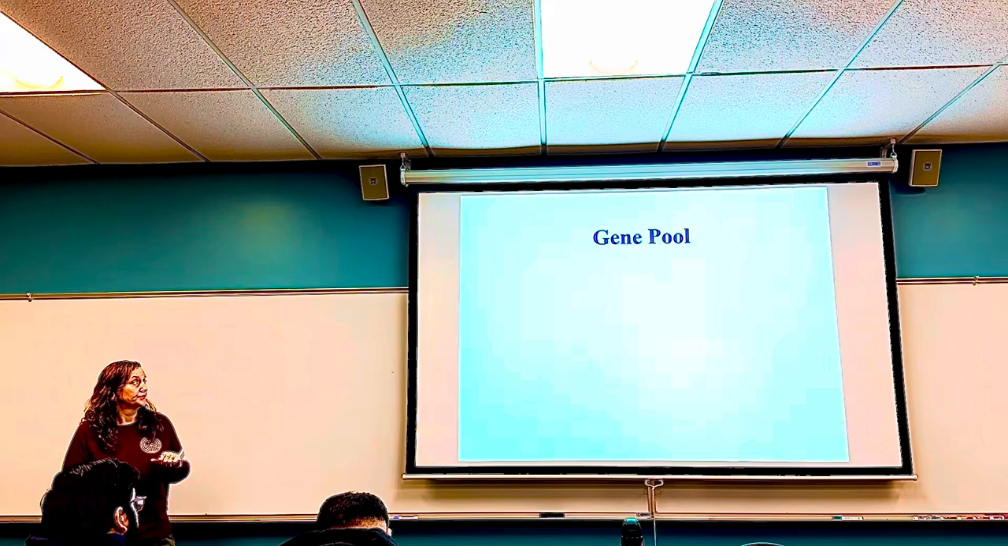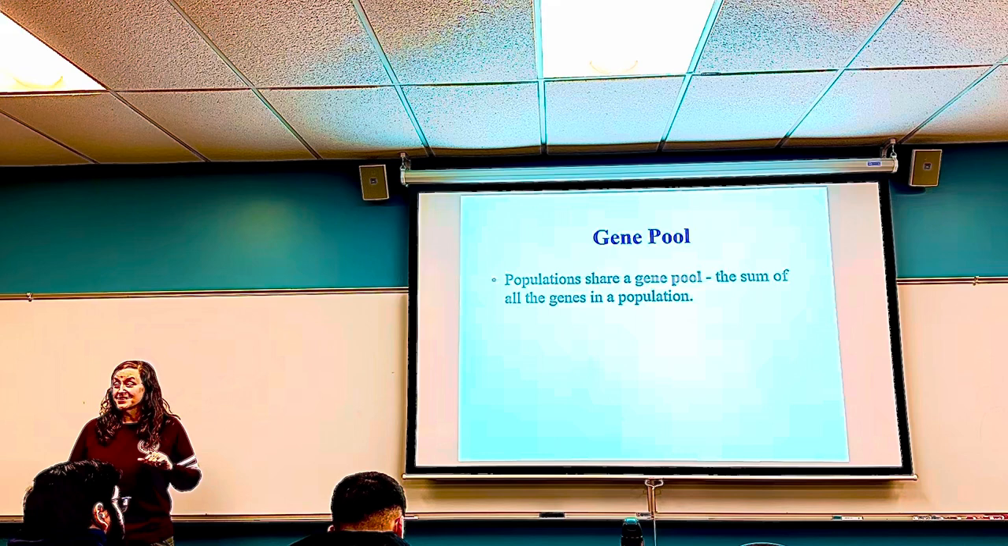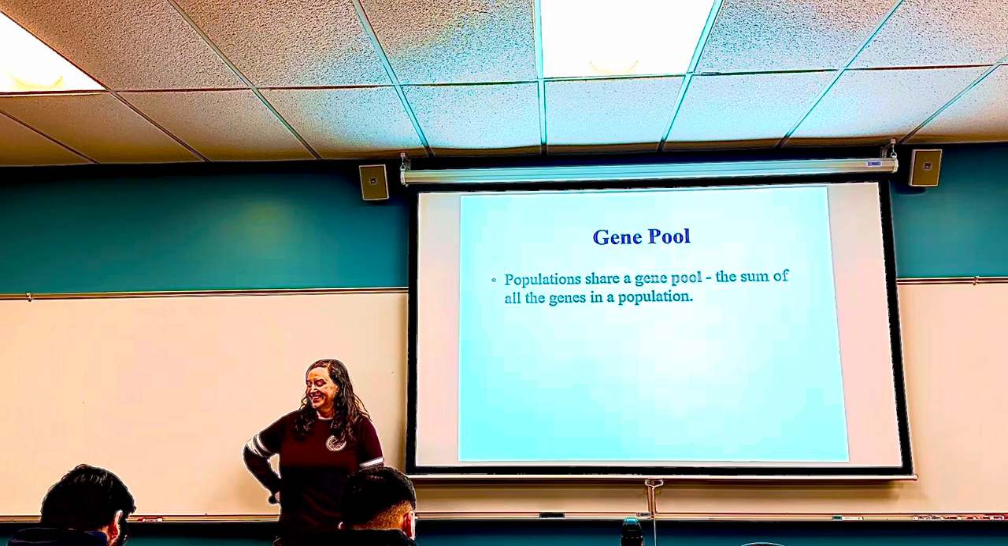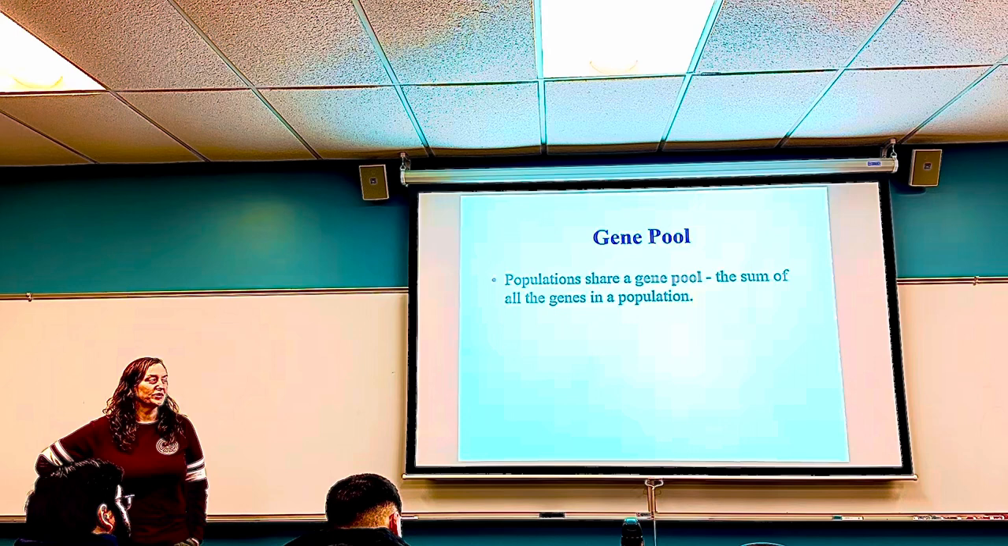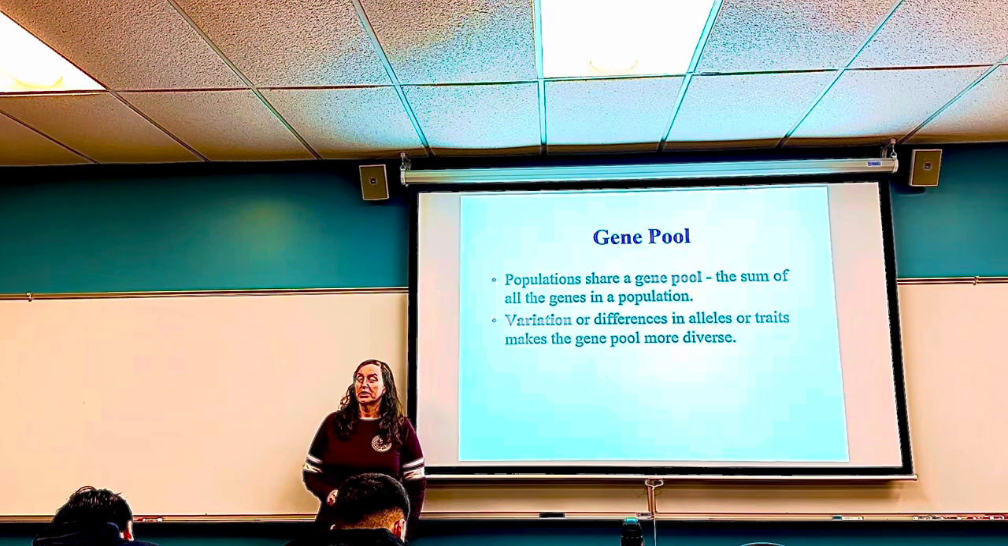Within a population, there's a variety of genes or traits that the population exhibits. We call that the gene pool. They're all the possible variations in our different characteristics or traits. Variation, we look at as our genes or alleles.